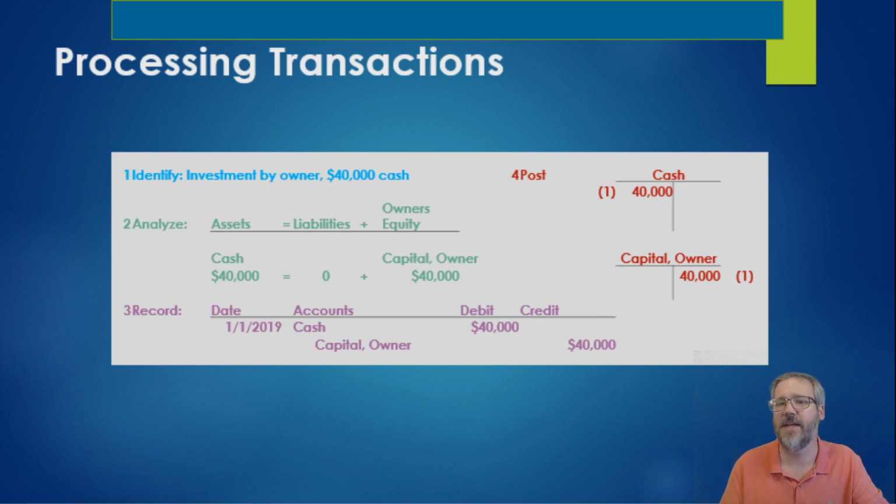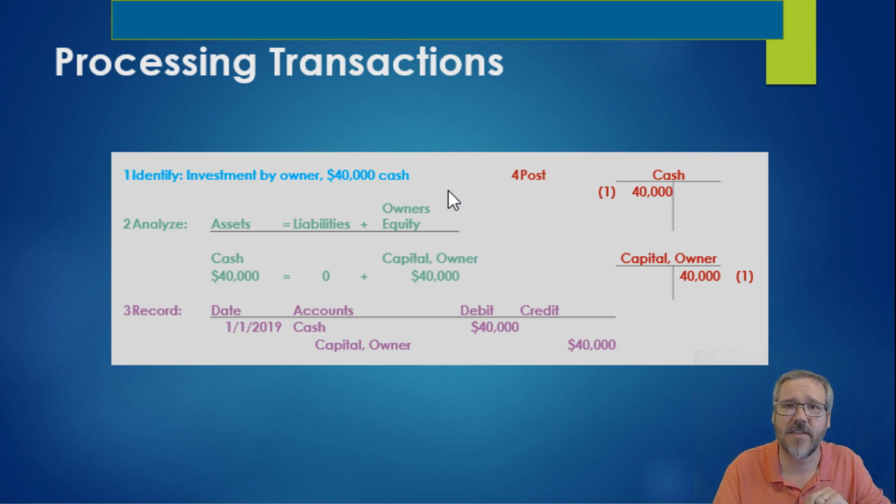Now, again, that money is owed back to the owner, right? This is the owner's investment. This is owner's equity. This is how much equity the owner has invested into the business. And a little bit later, we'll come to call this paid in capital. This is the owner paying into the business, giving the business capital so that it can then perform as a business. But the way this transaction works is we identify the transaction: investment by owner, $40,000 in cash.